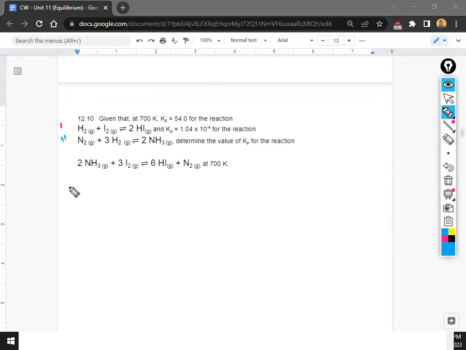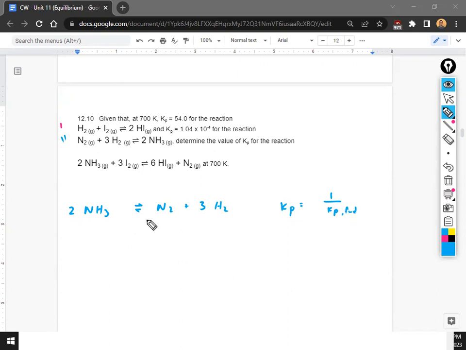Okay, so let's start. So first thing we're going to do is we're going to invert this one right here. We're going to switch up the equation, and you should get this right here. Okay, that's going to make the KP value 1 over whatever the KC value for that is. Okay. So far, so good?